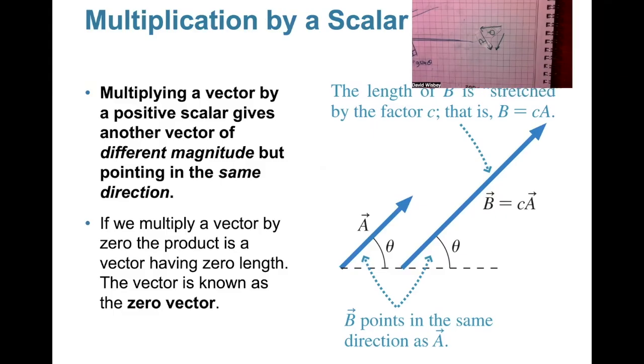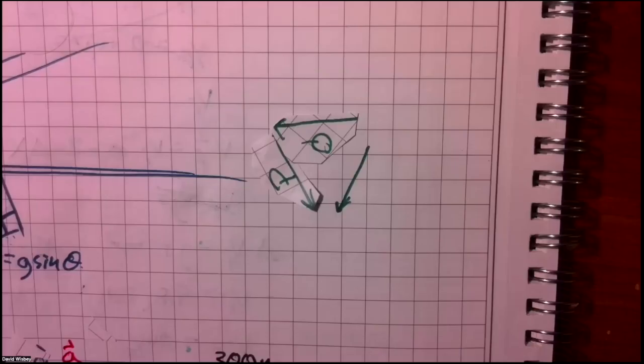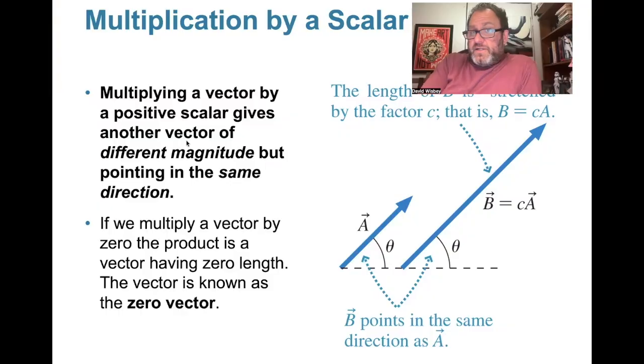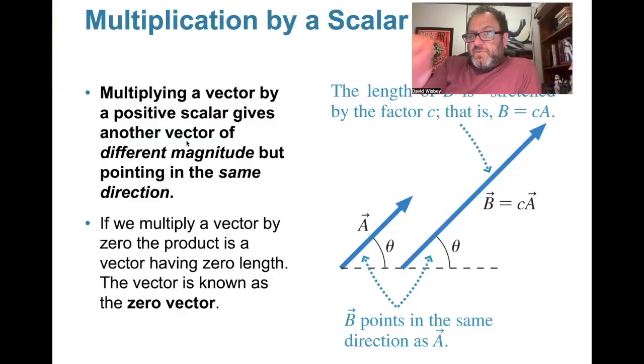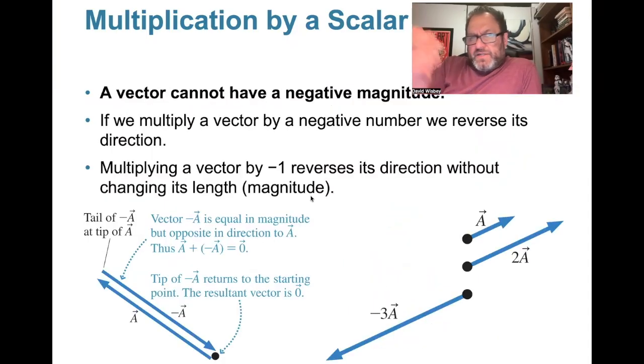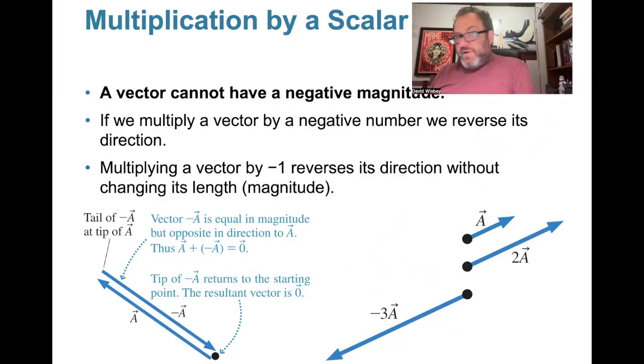Multiplying a vector by a positive scalar gives another vector of different magnitude. It just makes the vector longer. It doesn't change the direction. So if you multiply by a scalar, you're just increasing the magnitude of the vector. If we multiply a vector by zero, the product, a vector having zero length, is known as the zero vector, which we'll never use in this class.